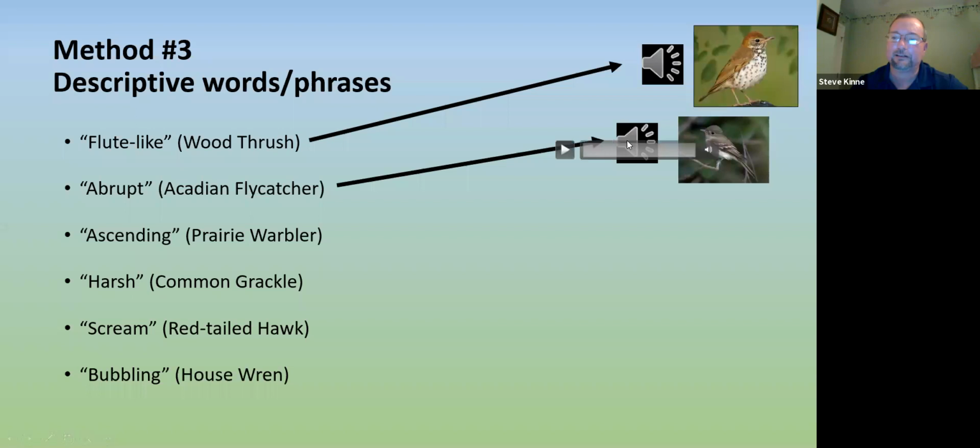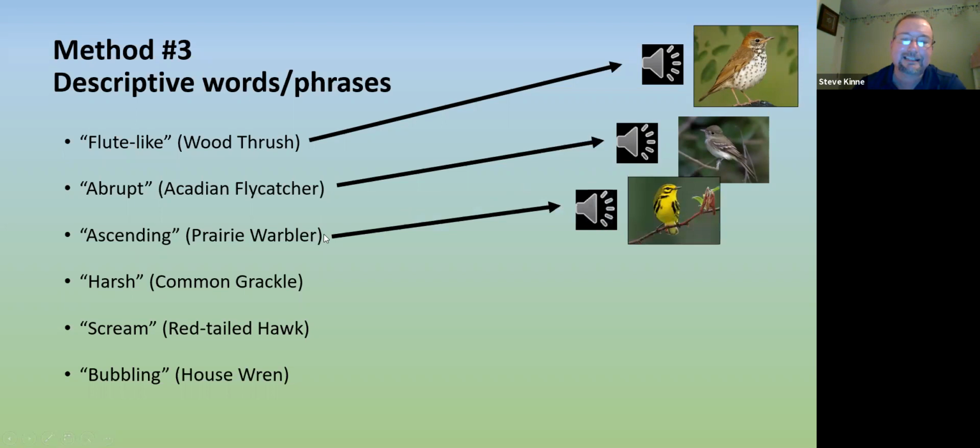And oftentimes for mnemonics, people describe that as being "pizza." And so that's one of what I call the snack birds, because it's one of many that sound like some kind of a snack food. Here's an ascending one. This is a prairie warbler. Listen to it go up. So that's pretty descriptive. Here's a grackle. It's oftentimes described as being harsh.